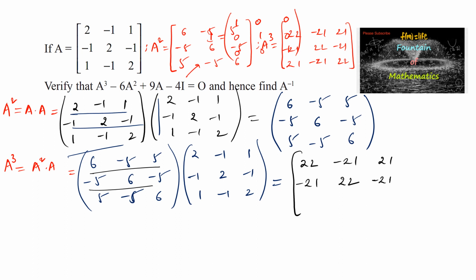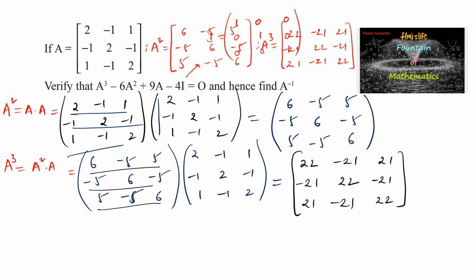Next, third row with first column: 10, 10 plus 5 is 15, 15 plus 6 is 21. And again third row with the second column: negative 5 and negative 10 is negative 15, negative 6 is negative 21. Third row with the third column: 5 plus 5 is 10, 10 plus 12 is 22. So this is the A³ value.